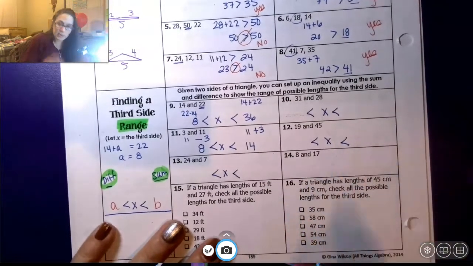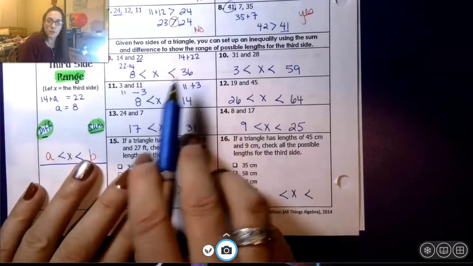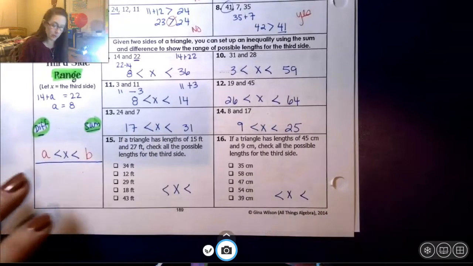Same thing on the rest of these here. I'm going to go ahead and pause. You do yours on your own, and then come back and check. For my answers, go ahead and check through those and confirm that you did those correctly.